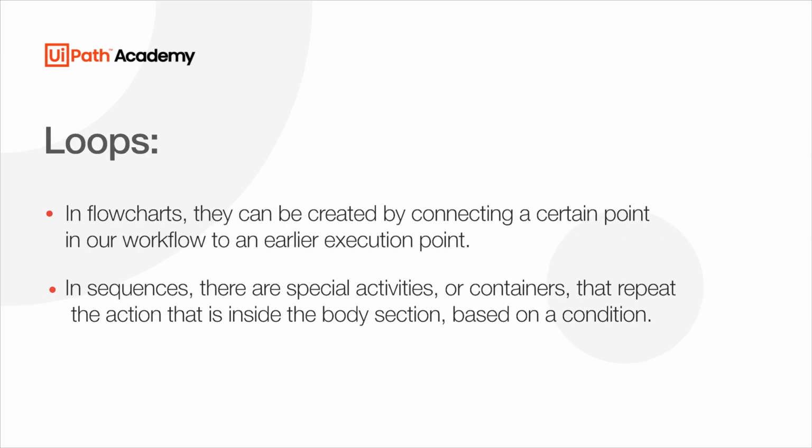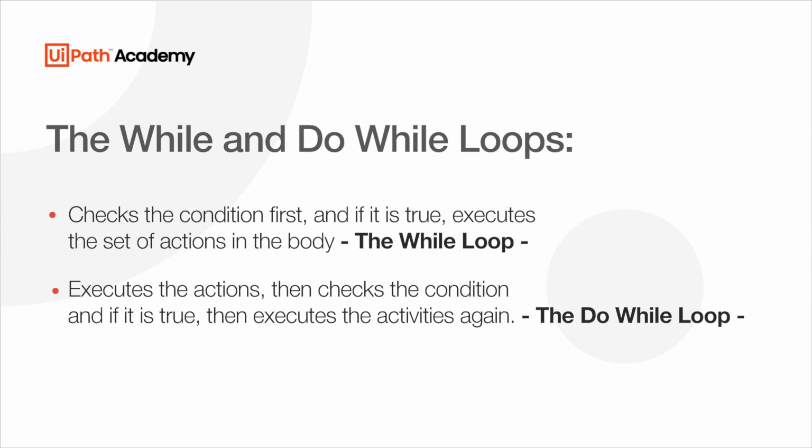In flowcharts, the simplest types of loops can be created by connecting a certain point in our workflow to an earlier execution point. In sequences, there are special activities, or containers, that repeat the action that is inside the body section based on a condition. The while and do-while loops work by repeating a given set of actions from the body, while the specified condition is true. The only difference between the two is the order in which the two elements are executed.